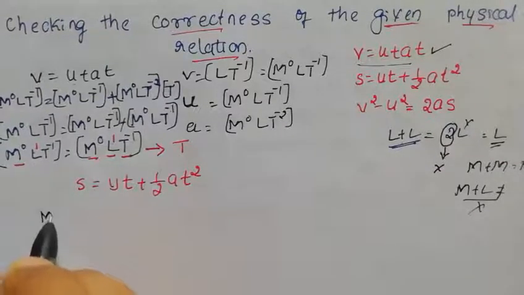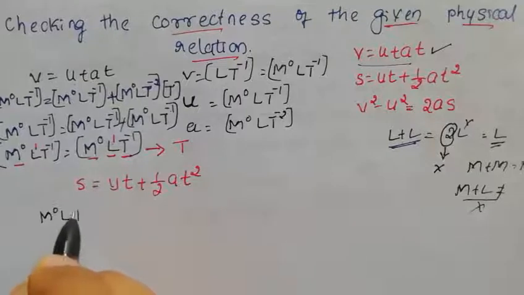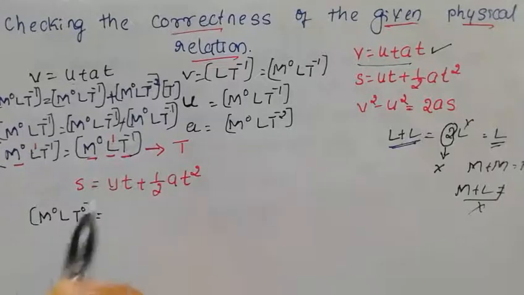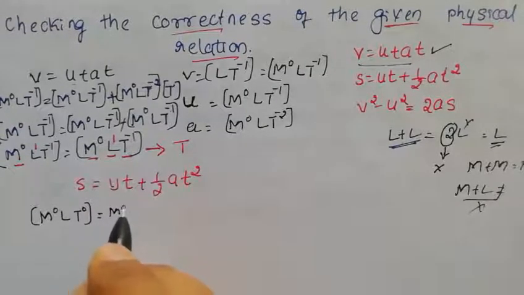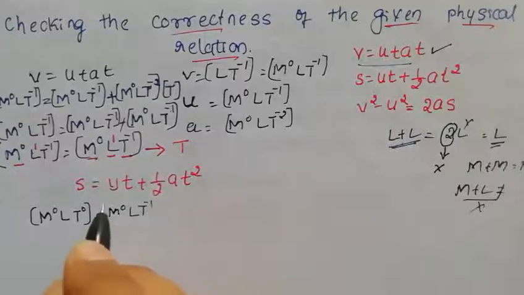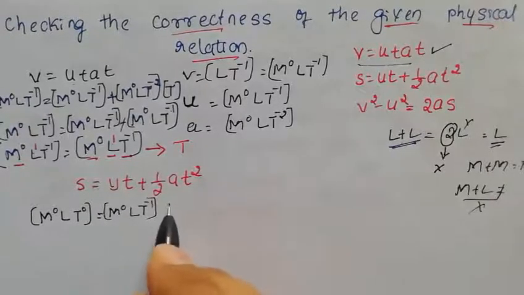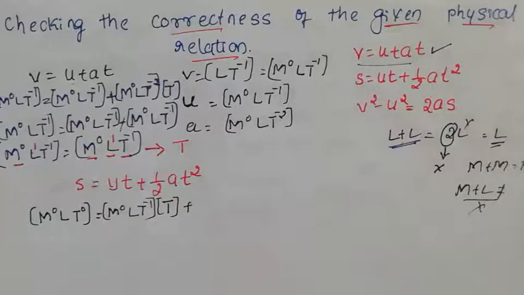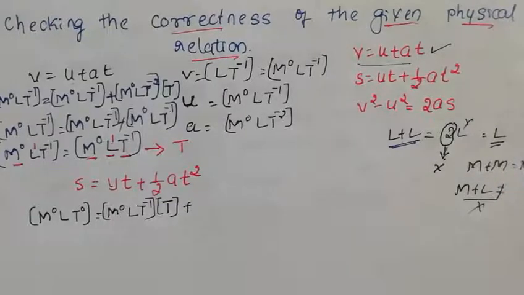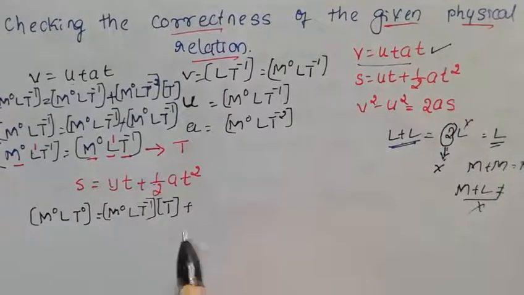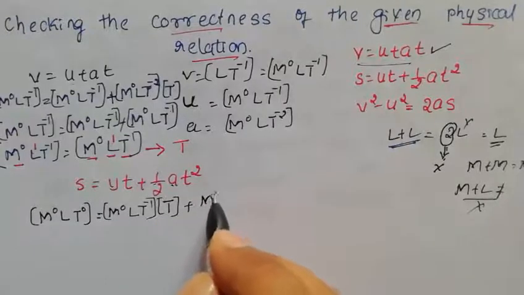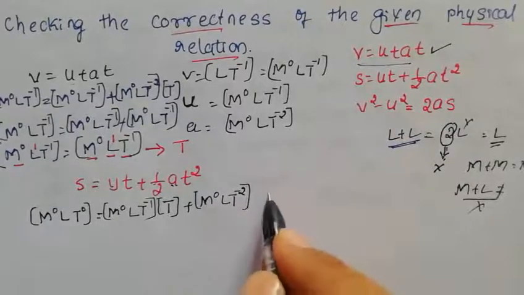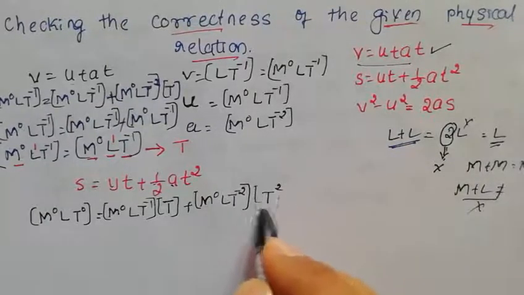So we write M to the power of 0, L to the power of 1 and T to the power of 0. We can write like this, not an issue. U is what now? M to the power of 0, L, T to the power of minus 1 and time T as it is, plus 1 by 2. Here I told you numbers are not at all considered, it is neglected, so I am going to neglect it. Acceleration is what now? M to the power of 0, L, T to the power of minus 2 and time here T and its square is the T to the power of 2.